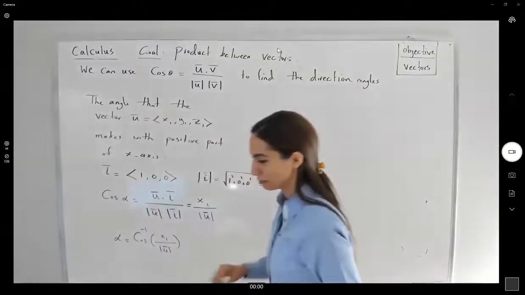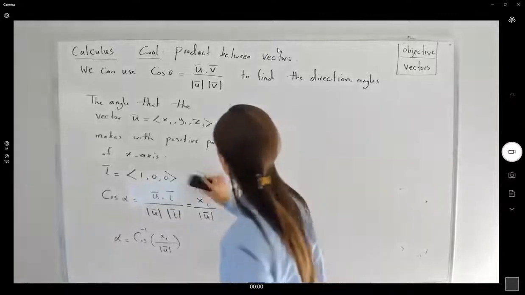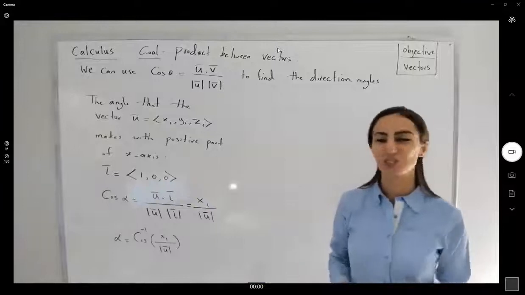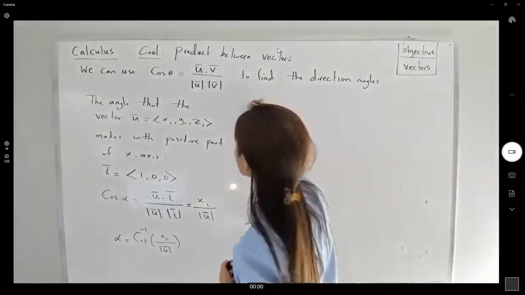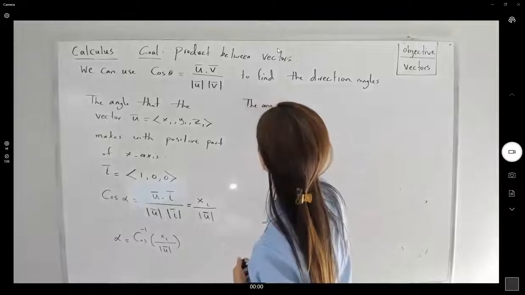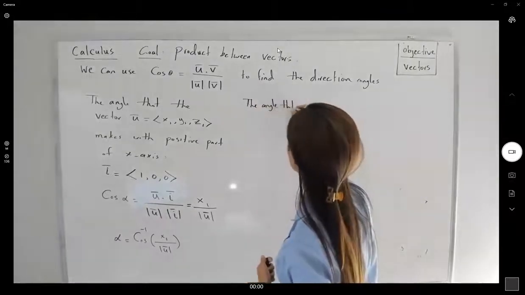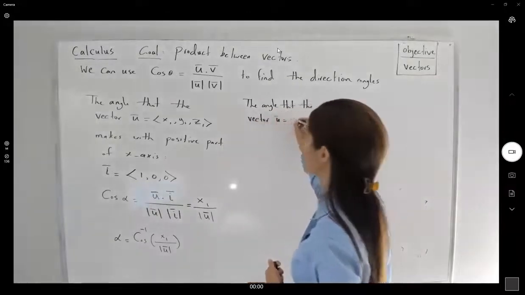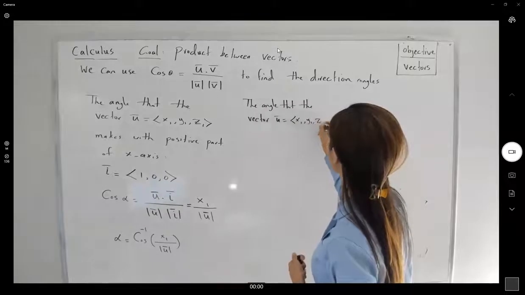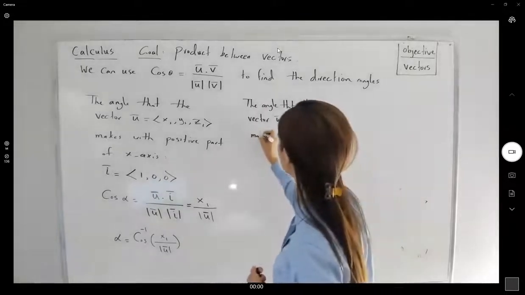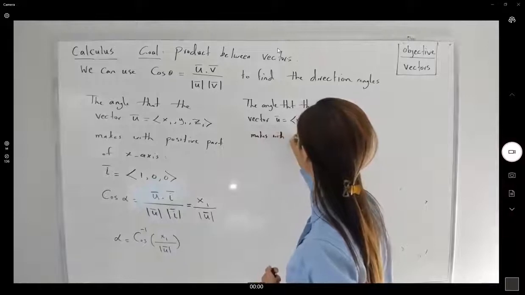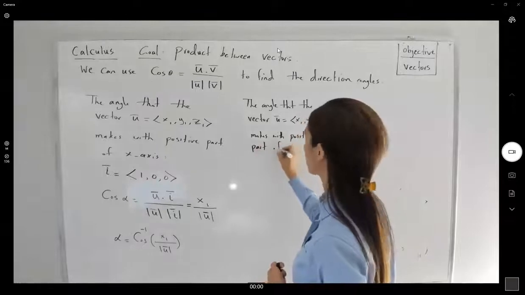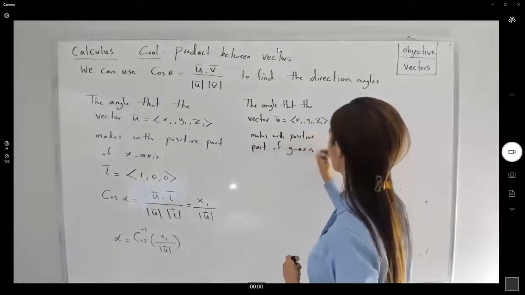To find the angle between our random vector and the positive part of the y-axis, we're going to use the representative vector j. So let us write this down here. The angle that the random vector u, (x1, y1, z1), makes with the positive side or part of the y-axis can be found like this.